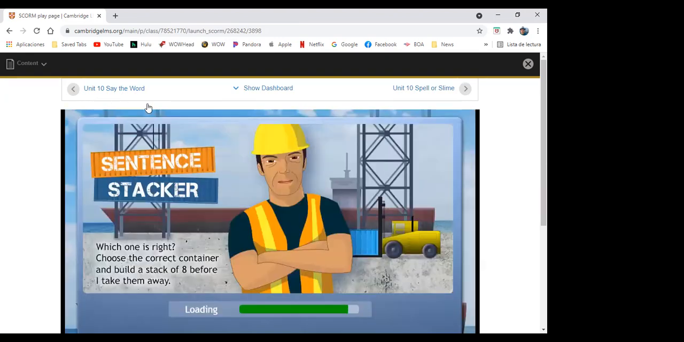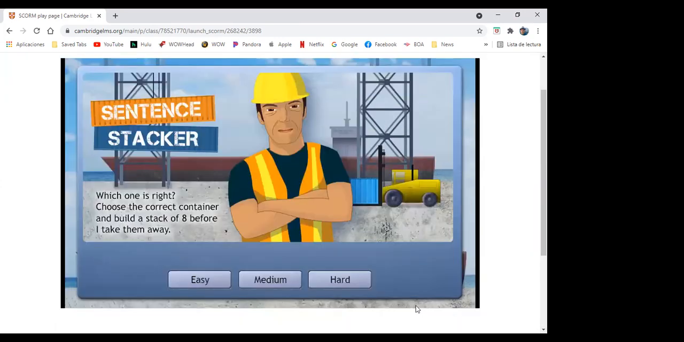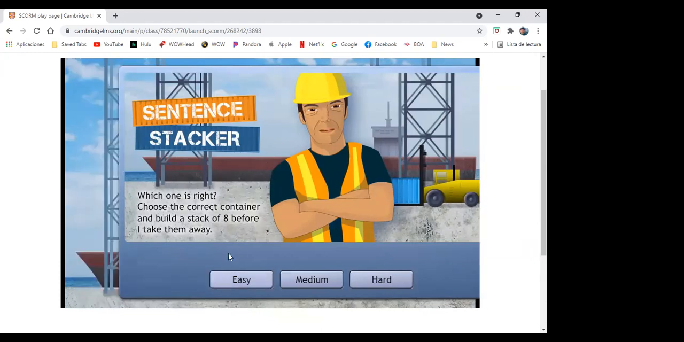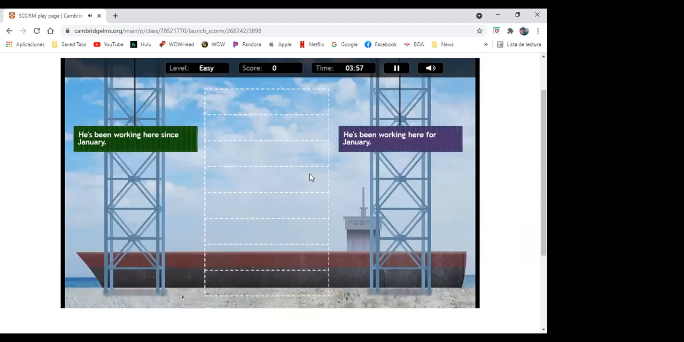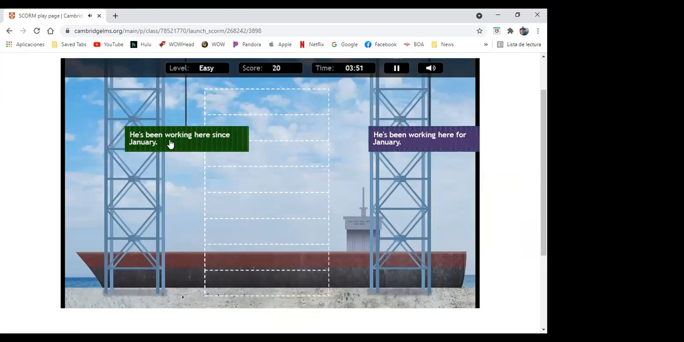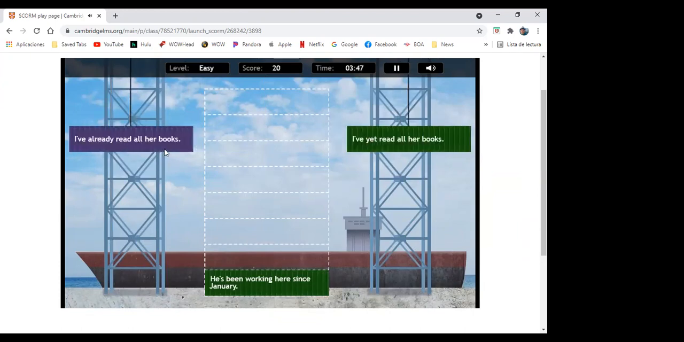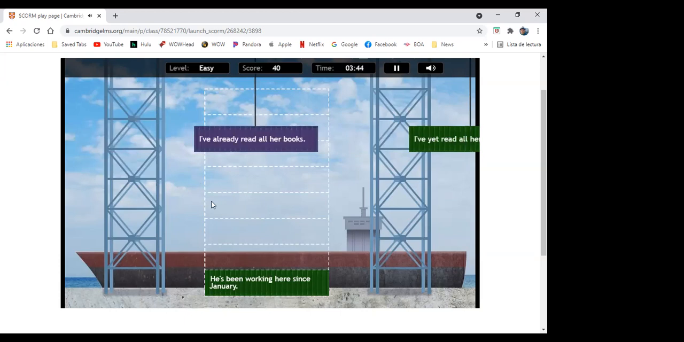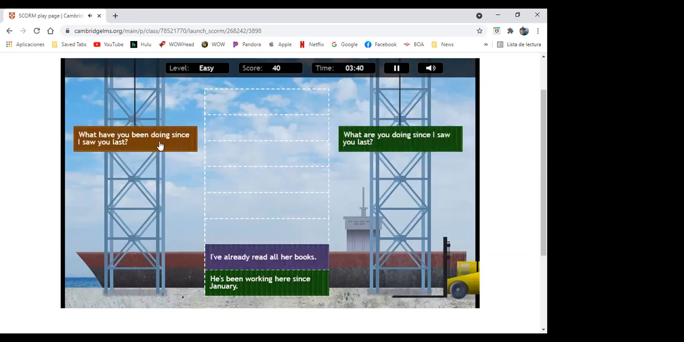We are still in Unit 10, Say the Word. This is a game. Have you tried any of these games on the online Cambridge platform? Guys? It's a question. Have you tried these games? Well, let's practice. You need to pick the correct one. You have to be fast. You have to stack the correct answer.